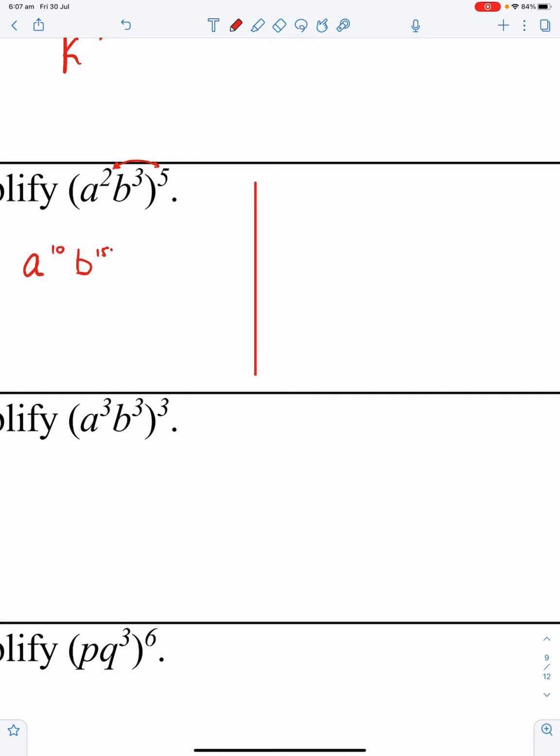Let me write you another question. A to the power of 2, b to the power of 3, c to the power of 9, x to the power of 4, or to the power of 3. Your answer is going to be and you're done.